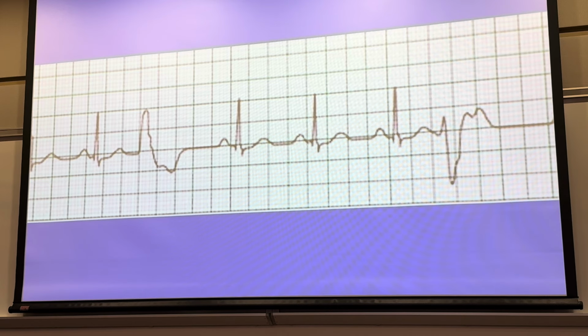There's no such thing as quadgemini, so if anybody tries to tell you that, there's no such thing. There's not a PVC every fourth beat. That doesn't count. That's just PVCs. All right. So there's no such thing as quadgemini, if you hear it. So multifocal PVCs.